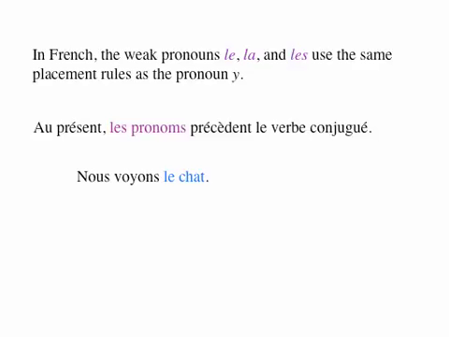We're going to replace it with le, the masculine singular object pronoun. And to decide where it is in the present tense, we're going to find the verb, voyons, and we're going to put our object pronoun in front of the verb. Nous le voyons.